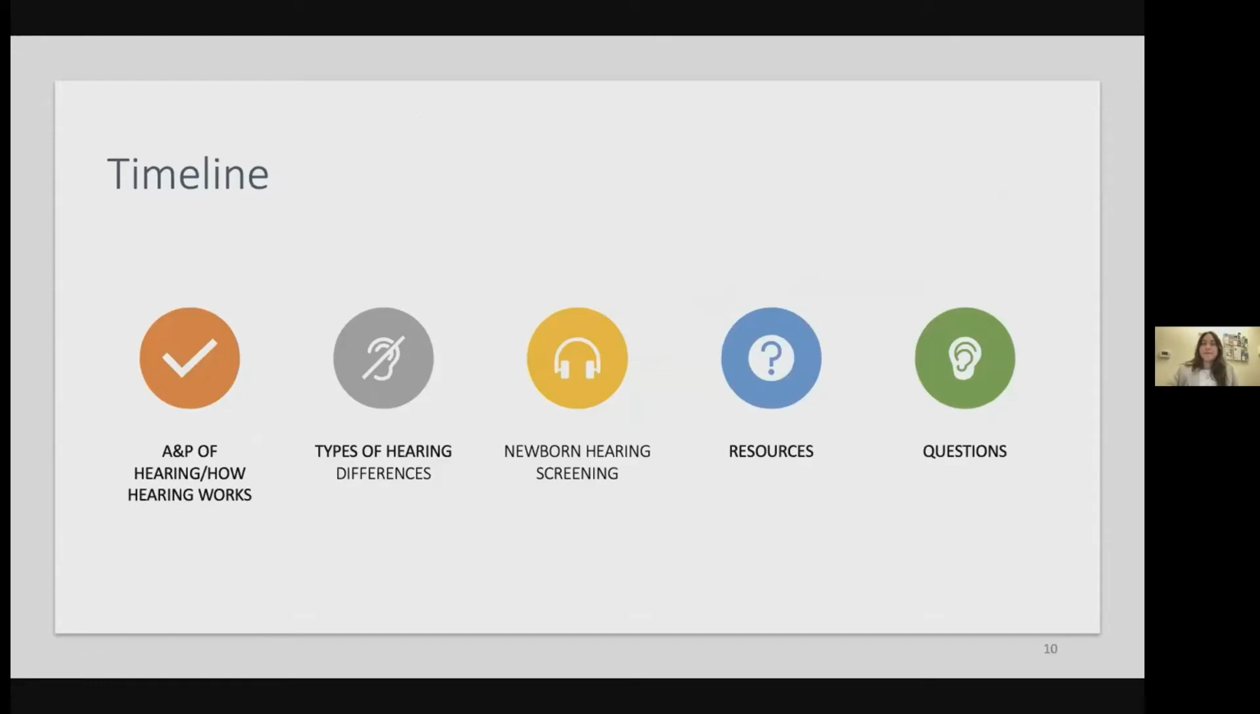All right, moving on. So next we're going to look at hearing differences, what their causes are, and then talk a little bit about intervention.